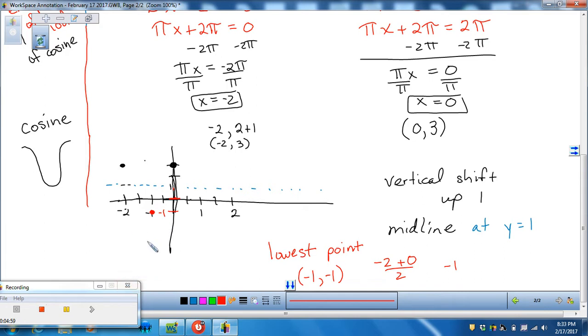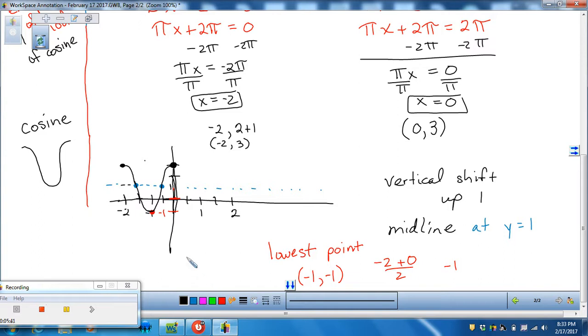And then where does it cross the midline? It crosses the midline halfway between the high point and the low point. So we're going to be crossing the midline at negative 1.5 and also at negative 1/2. Okay. Now that I have all my little critical points here, I can start drawing my graph. It's coming down, curving towards it, coming down, curving towards it. So I can see I have one period of my cosine function.